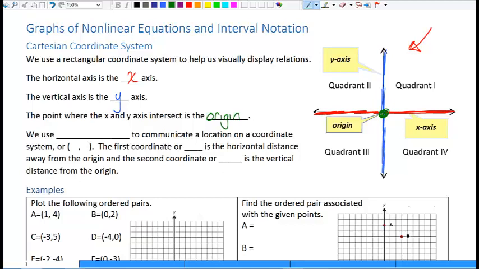And then we use ordered pairs to communicate a location on the coordinate system, which we often call (x, y). The first coordinate, or x, is the horizontal distance away from the origin, and the second coordinate, or y, is the vertical distance away from the origin. So we use these (x, y)'s to show where a point is on the graph.